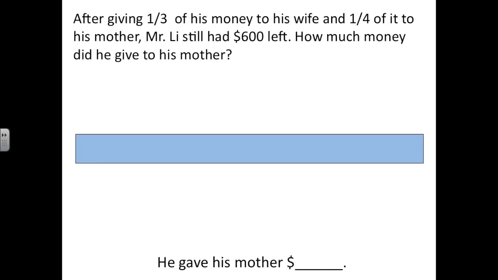Now, I know that he's giving 1/3 of his money to his wife and 1/4 to his mother. I need to show both of those fractions on this same bar. So I'm going to want to find an equivalent fraction. The common denominator of 3 and 4 is 12. So I'm going to have to find an equivalent fraction for 1/3 with 12 as the denominator, and that will be the amount that he gives to his wife, and an equivalent fraction for 1/4 with a common denominator of 12, and that will be the amount that he gives to his mother.